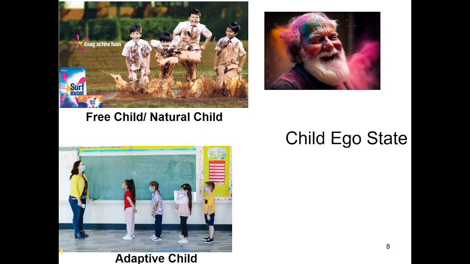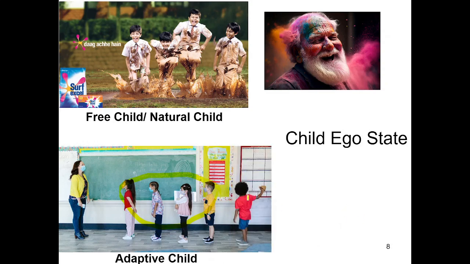On the contrary, there will be an adaptive child, a very obedient child. See the four children standing and very obediently listening to what the teacher is saying. So these children are in an adaptive child mood. Of course, in every queue there will be someone who shows natural child behavior. He is not very obedient and is not listening to the teacher. We can see a lot of children like this. So we can see two types of child ego state, natural child and adaptive child.